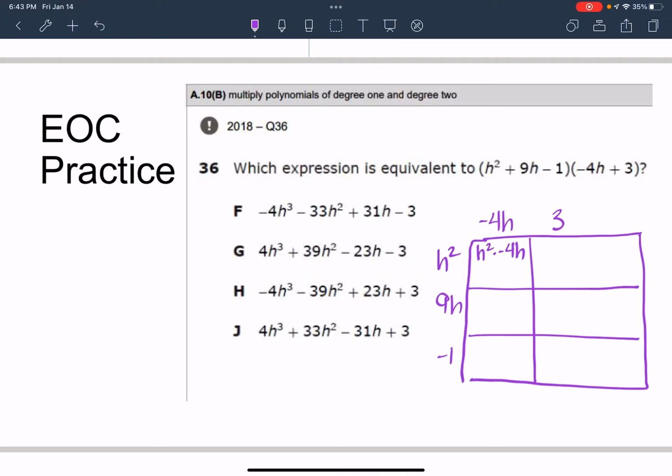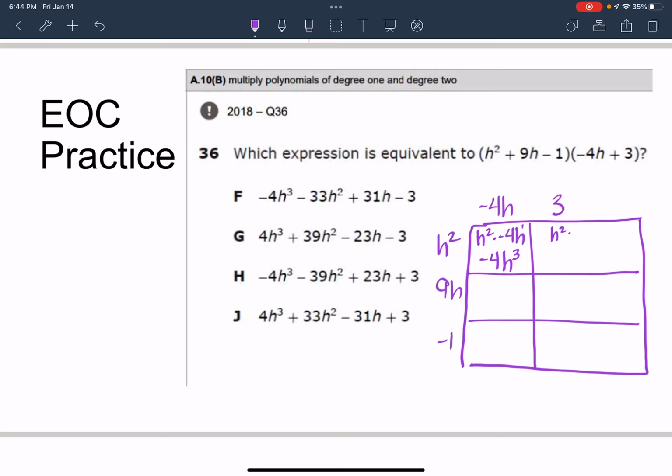So now in the upper left-hand side, I have h squared times negative 4h. So I can pull out my coefficient, which is negative 4. And then I have h squared times h. Remember, this is an h to the 1, so that's going to be h to the 3. Then I have h squared times 3. So if I pull the 3 in front, I have 3h squared.